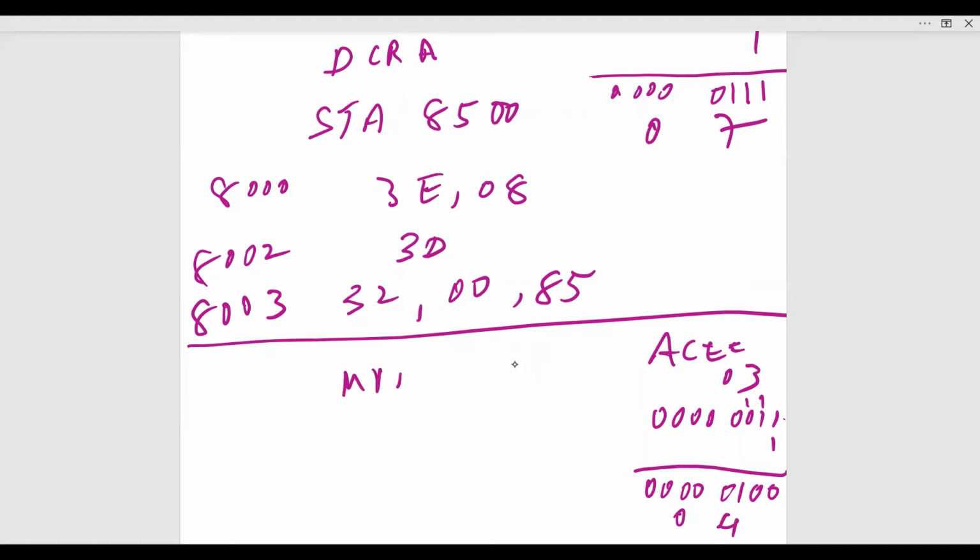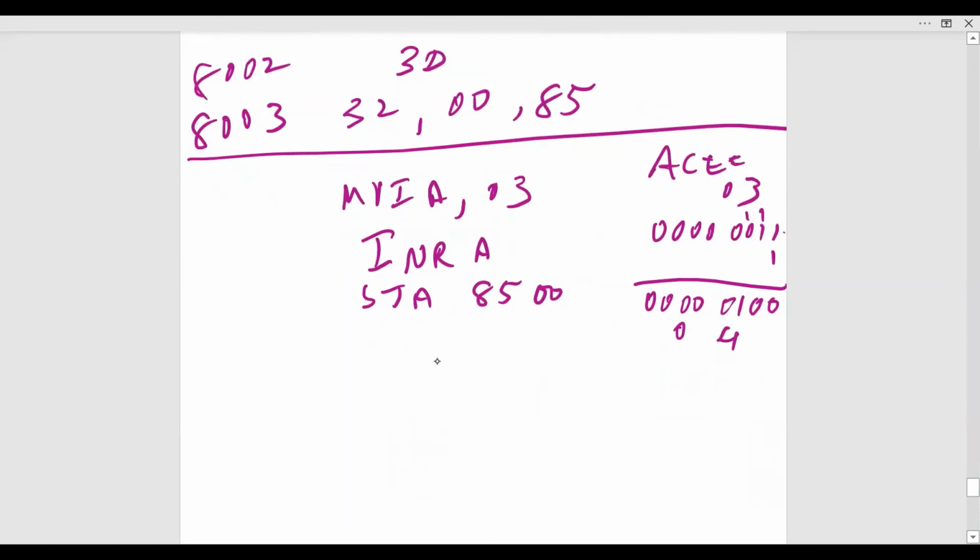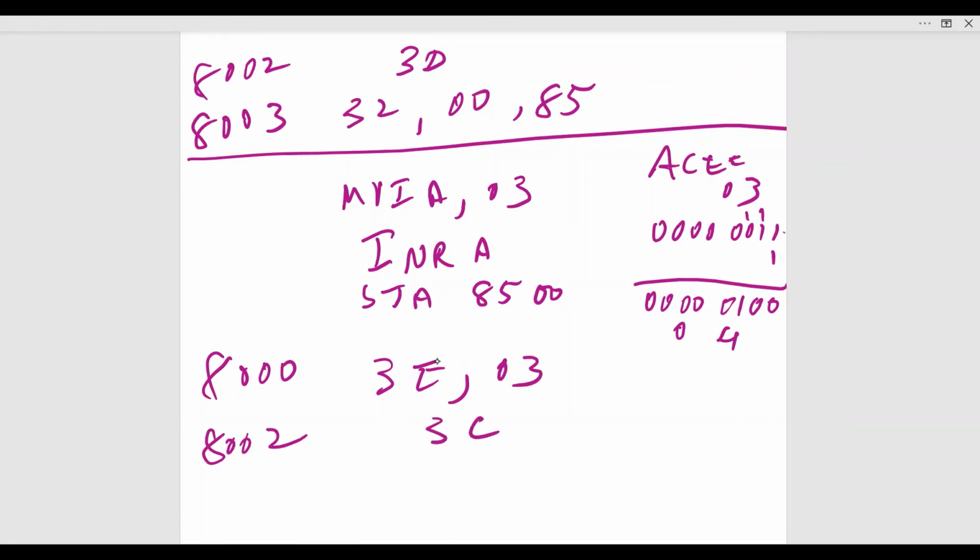Again, the same thing. MVI A, comma 03. INR A, increment the contents of accumulator, and store the contents of accumulator in the memory location 8500. So again, start with 8000. MVI A as a code is 3E. Data is 03, at 8000, 8001. 8002 INR A is 3C, the opcode for INR A, and 8003 32, 00, 85. Now the procedure for uploading and execution and viewing the result is the same.